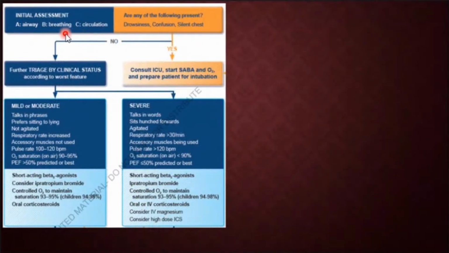So, the most important thing is, if they come to a tertiary care center, we know that they're already quite bad. So we assess airway, breathing, circulation, and look for any drowsiness, confusion, or silent chest. If these are not present, we further triage by the clinical status, according to the worst feature which is present.